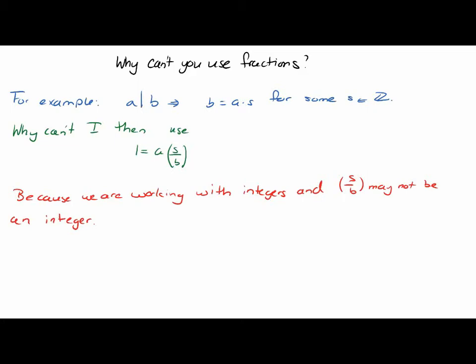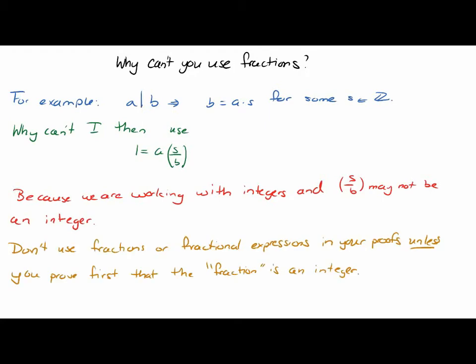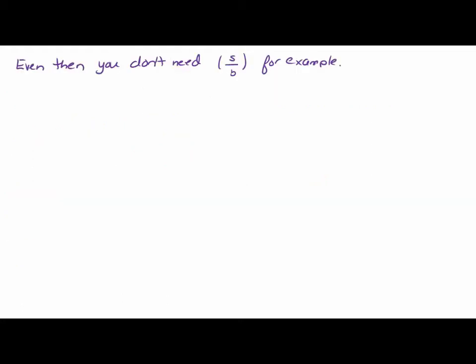Now, in some cases, in Underwood-Dudley's book, it turned out that it was an integer, but he had to prove first that it was an integer before he could do any work with division by fractions. So don't use, as a rule, fractions or fractional expressions in your proofs unless you prove first that the fraction is really an integer. Even then, you don't need to do this. For example, you don't need to write s divided by b.